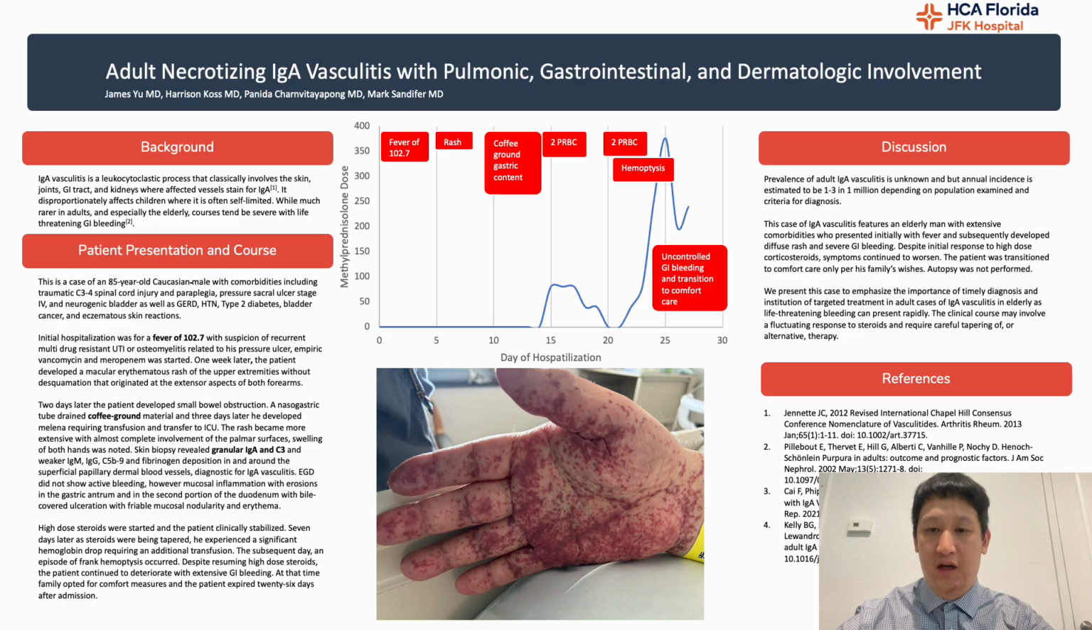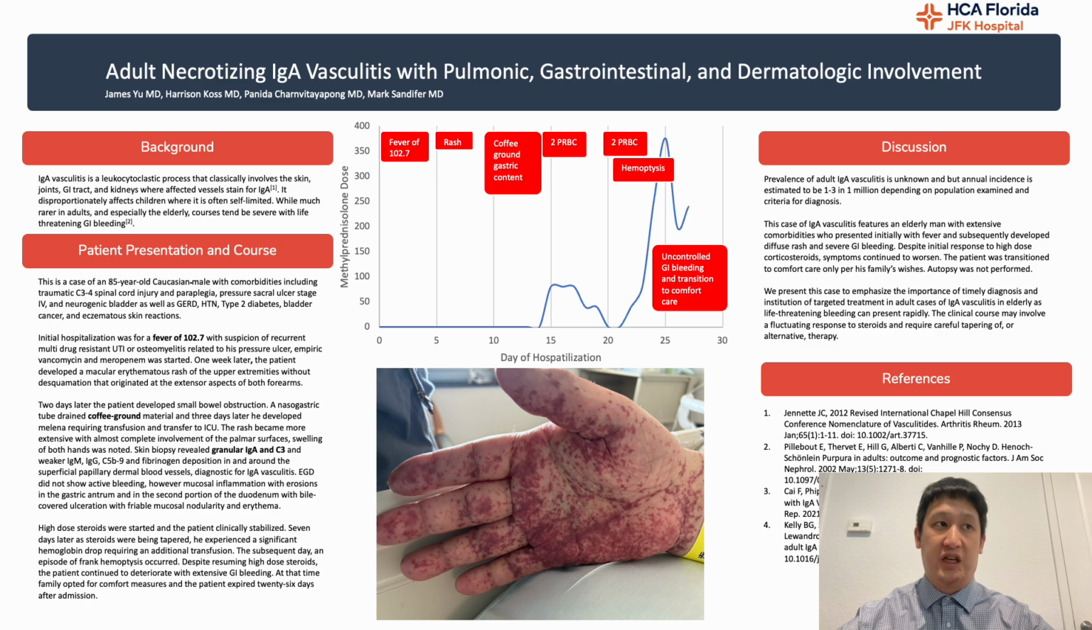So, adult IgA vasculitis can have a severe course, primarily due to GI bleeding in the short term. The incidence is unknown. Estimates seem to vary from 1 to 3 million per person, depending on the population examined and criteria used for diagnosis. In this case, we examined the course in an elderly 85-year-old male with extensive comorbidities.